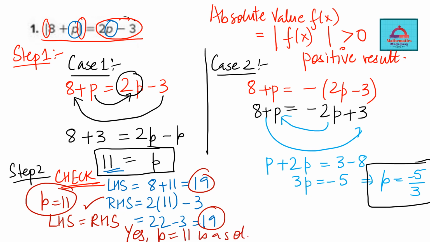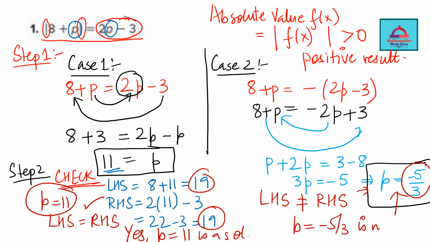Now I want you to similarly check p equal to minus 5 by 3, and when you do that and put it in the equation, left hand side will not be equal to right hand side for this value of p. So we reject this solution and we say that p equal to minus 5 by 3 is not a solution. Why is it not a solution? Because it does not satisfy the given equation.